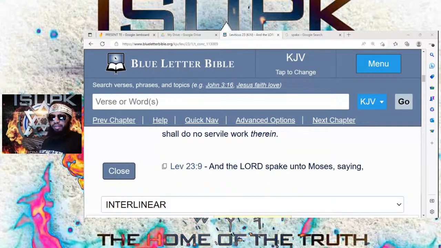All right, but not as much as other languages. But subject pronouns are usually implied and not necessarily used. All right. In the sentence, it's usually just implied. All right. So when it says, and the Lord spake unto Moses, saying, it's really saying, and the Lord.